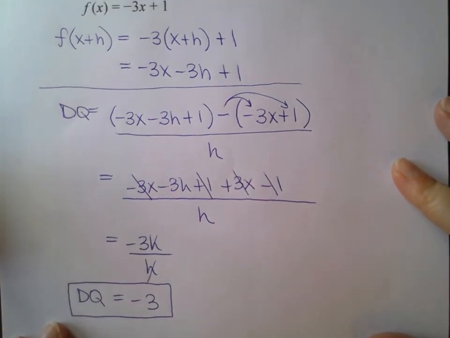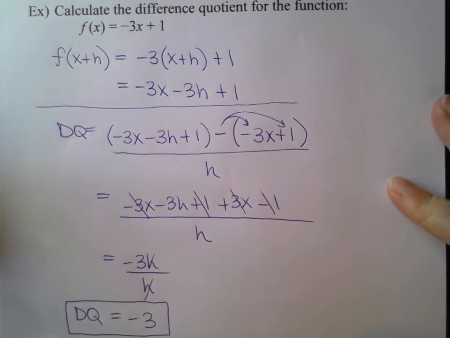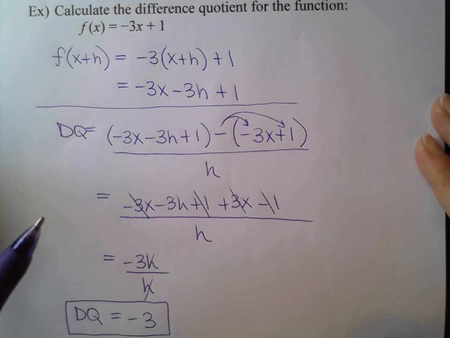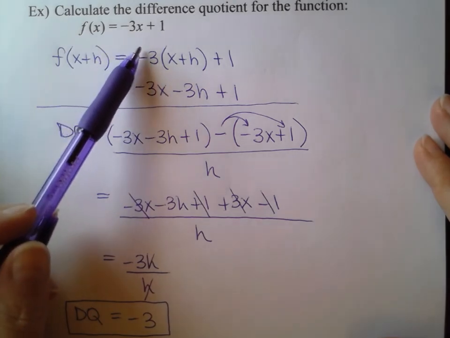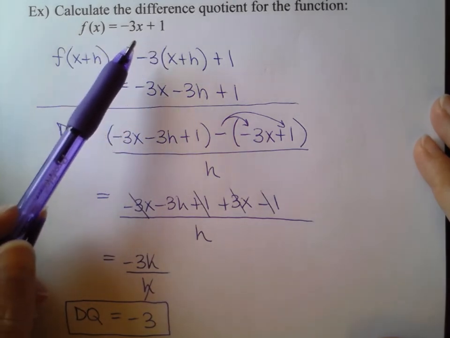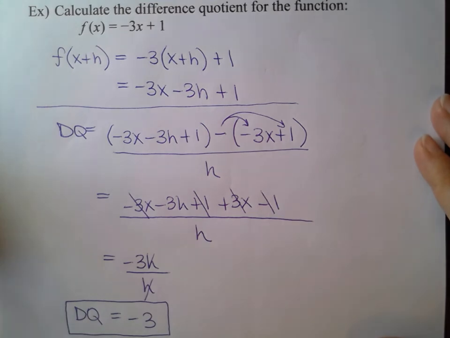So if you want to do some practice problems on your own for this process, an equation for a line is a good starting point because it's self-checking. I know that I'm going to get the slope, and it doesn't matter what equation for a line you use, you should always get the slope when you calculate the difference quotient.